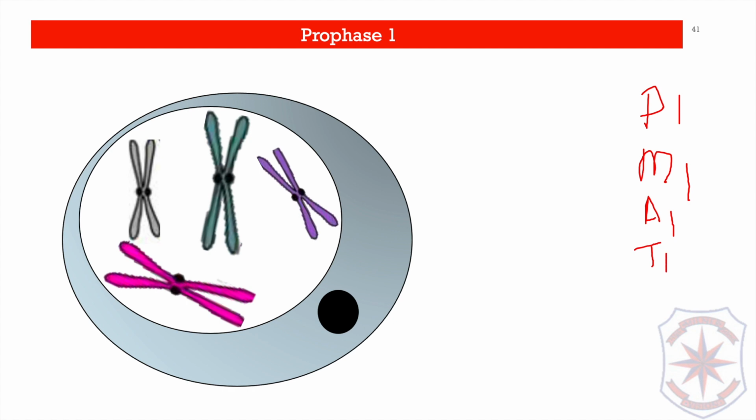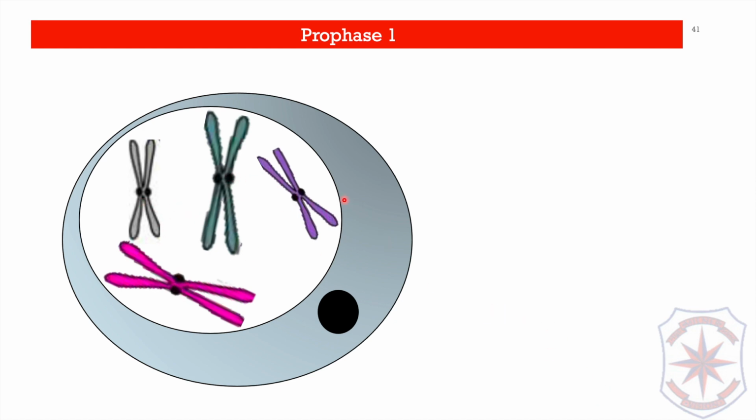This is not an official abbreviation for the phases, guys. This is only a study technique that will help you memorize the phases of meiosis and the order in which they appear. So because it is PMAT, the first phase of meiosis is prophase 1. So we start with the cell being like this, a normal cell. We will find replicated chromosomes inside the nucleus.